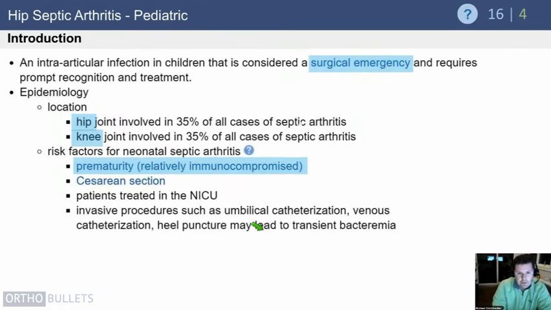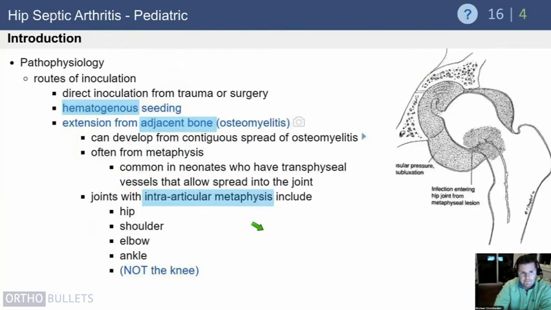It is an intra-articular infection and it's a surgical emergency, and you have to realize that both the hip and the knee are affected pretty equally in about 35% of cases of each, with the remainder joints making up the rest. Risk factors specific to that neonatal period are if you're relatively immunocompromised, so premature patients who were delivered via C-section, and pretty much anyone in the NICU is at risk for the variety of procedures that they may need while they're there.